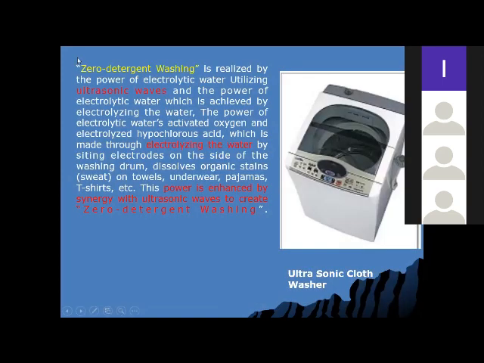Right, and there is also zero detergent washing. This uses ultrasonic waves and electrolyzed water, and therefore it will wash your clothes. The power is enhanced by synergy with the ultrasonic waves to create zero detergent washing. So without detergent we can wash, right? That's a clean way of doing things. You don't put harmful detergent into the environment.